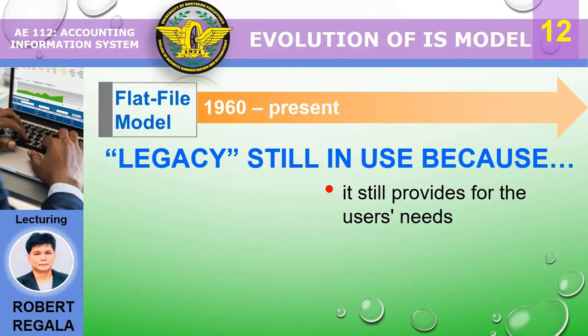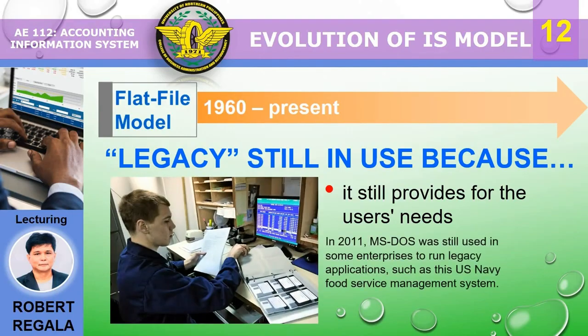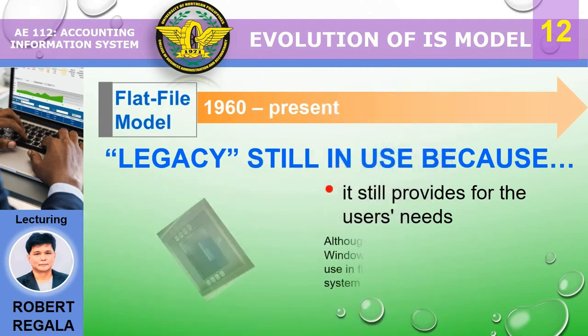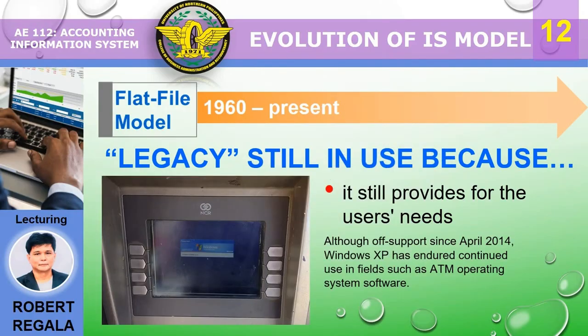While legacy is a term that may indicate that some engineers may feel that a system is out of date, a legacy system can continue to be used for a variety of reasons. It may simply be that the system still provides for the user's needs. As can be seen on the slide, MS-DOS was still used to run legacy applications in a US Navy service department. Another example is an ATM being run by Windows XP operating system software.